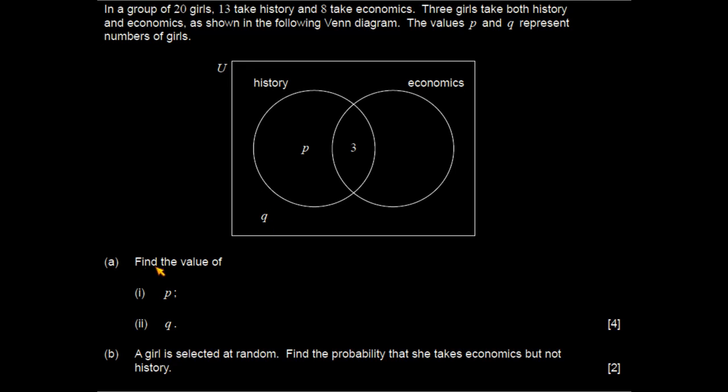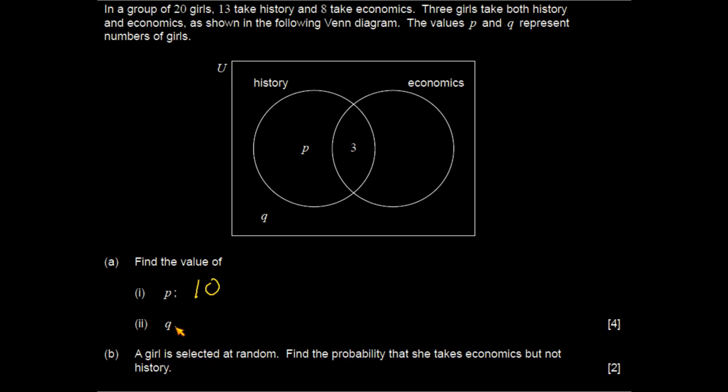So if we look, question 8 says find the value of P. So P is this number here. So all we need to do here is we know that 13 take history. So this total must be 13. Since we've already got 3 here, that would leave 10 here for P. So P will be equal to 10.